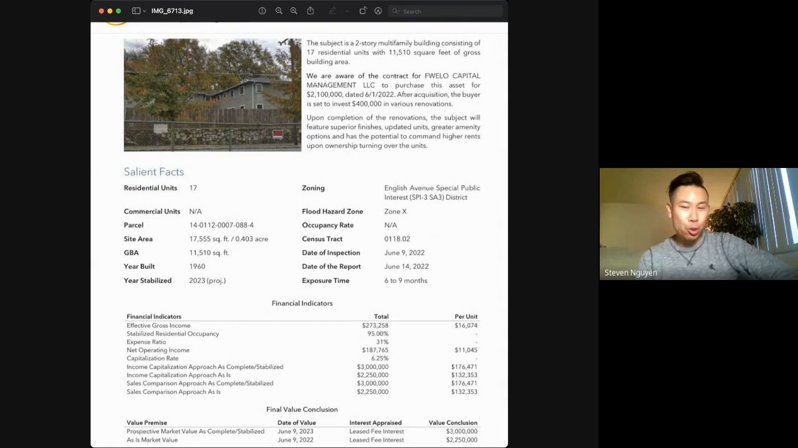If you truly can buy at a good price, not 2.1 million, and you're able to renovate these units for 15 to 20K each, and then you can double the rents, that's a home run, right? So at this point, this is at a 7.5% interest rate.